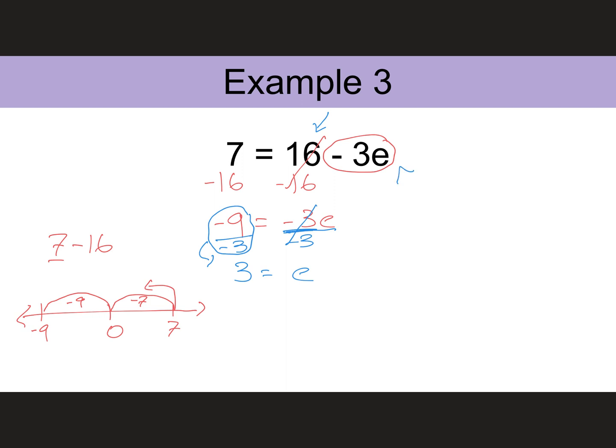So using the original equation, I'm going to say 7 is equal to 16 minus 3 times 3. 7 is equal to 16 minus 9. 7 is equal to 7. So good. e is equal to 3.